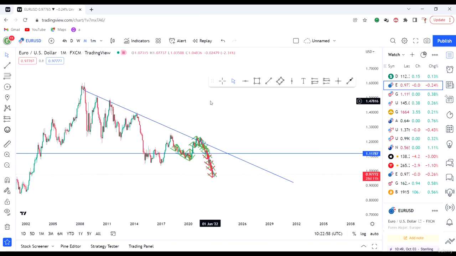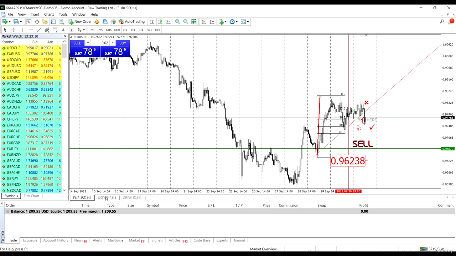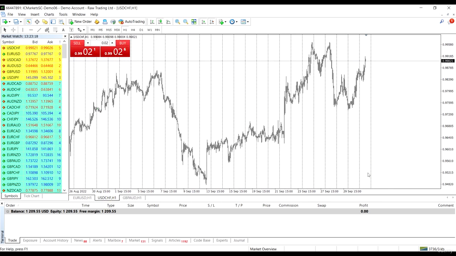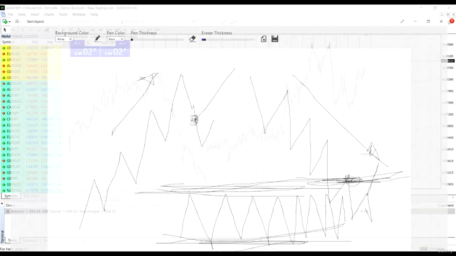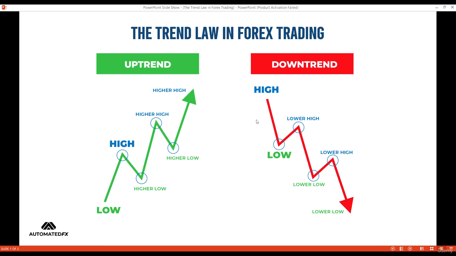Like I said before, the higher time frames carry the bigger picture of the market, so you have to always consider what the higher time frames are saying. Same thing here on our MT4. When you go on other charts, you probably will observe the same thing: lower highs, higher lows and so on. So that's it for the trend law, and that's what our trend looks like. You should always be looking to trade in the direction of the trend.